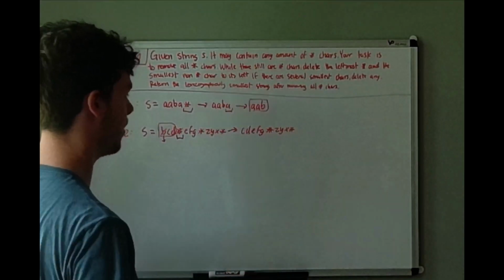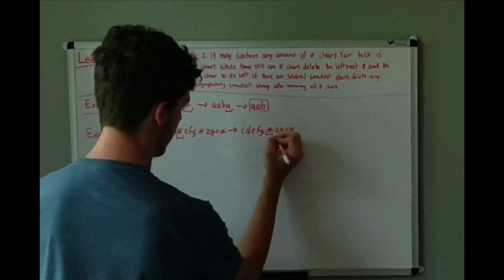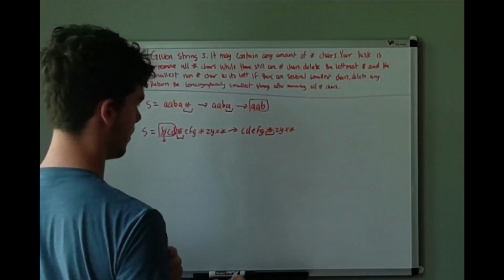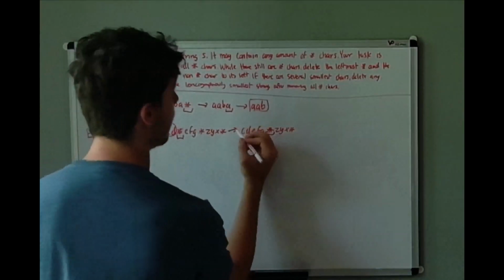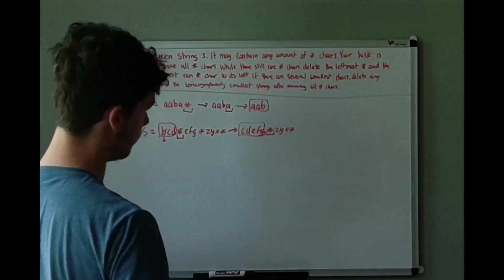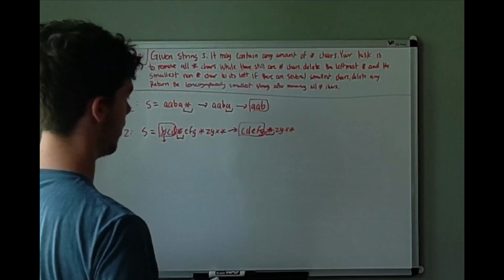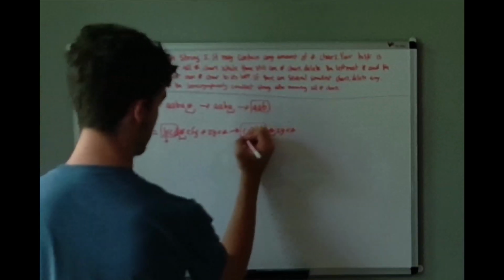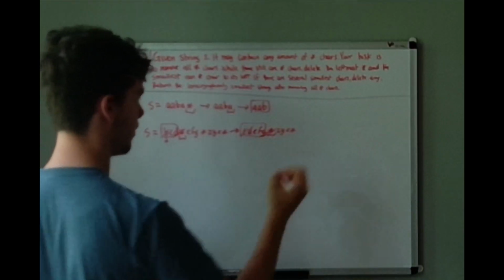And then we do the same process over again. We look at this, we find the leftmost star, which is this. And then we look at all of these, right? And we find the smallest character to the left is C. So we delete this and this.